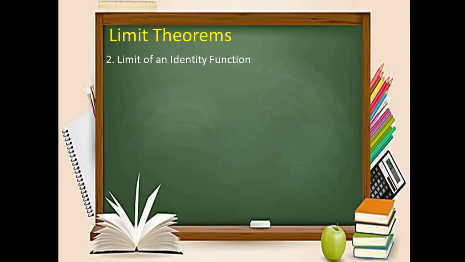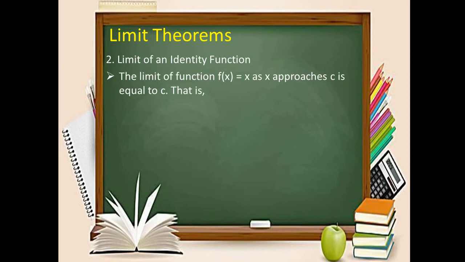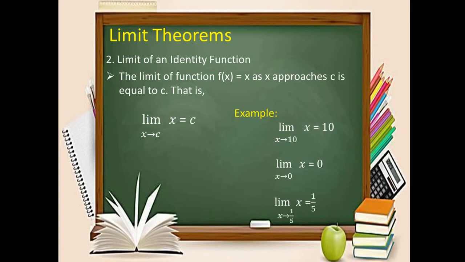Number 2, limit of an identity function. The limit of a function f of x equals x as x approaches c is equal to c. That is, limit of x as x approaches c is equal to c, since we are going to substitute c to the variable x. For example, limit of x as x approaches 10 equals 10. Limit of x as x approaches 0 is equal to 0. And limit of x as x approaches 1 over 5 is equal to 1 over 5. Whatever our limit is, we will substitute it to our variable.